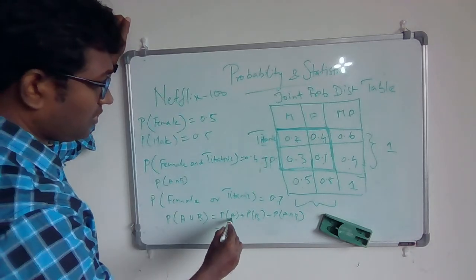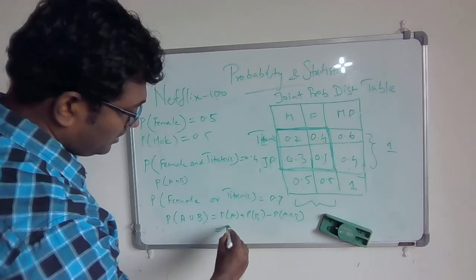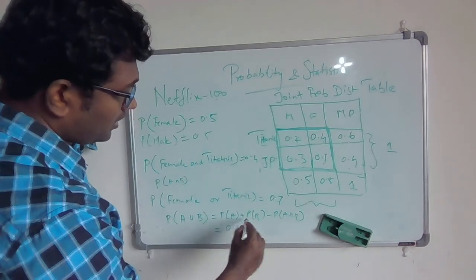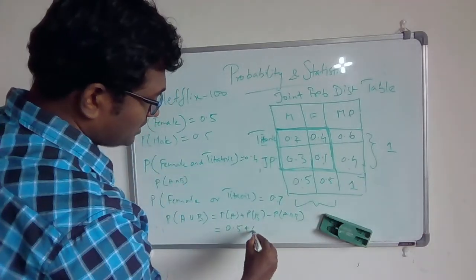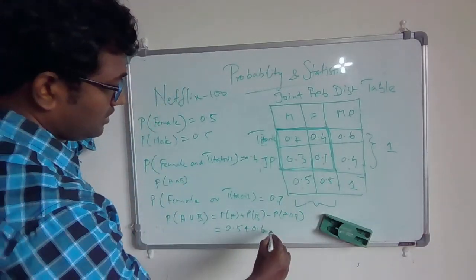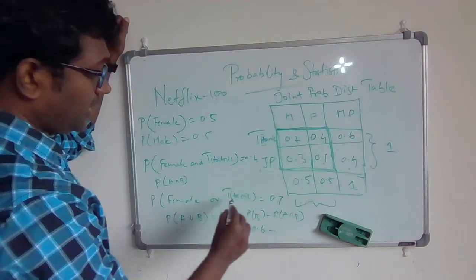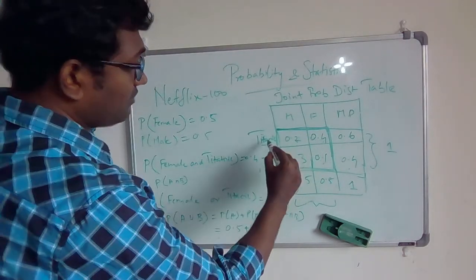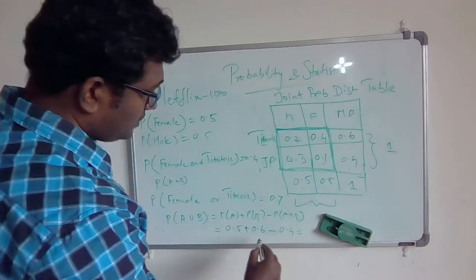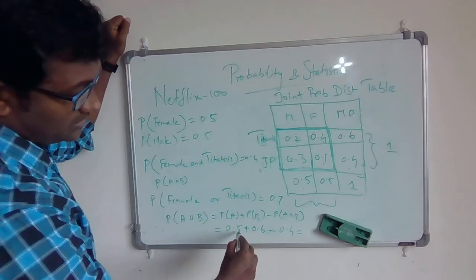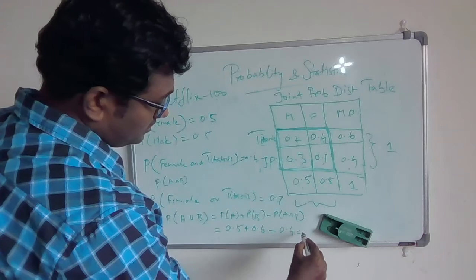What is the probability of A? The probability of female is the marginal probability 0.5. And the probability of B, probability of Titanic, is my marginal probability 0.6. Minus the probability of the intersection of both, female and Titanic, which is 0.4. If you look at this, it will become 6 plus 5, 11, 11 minus 4.